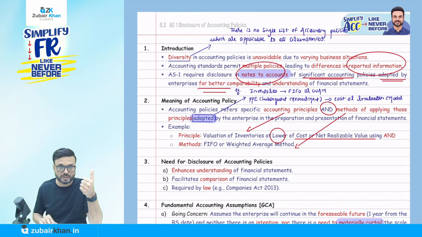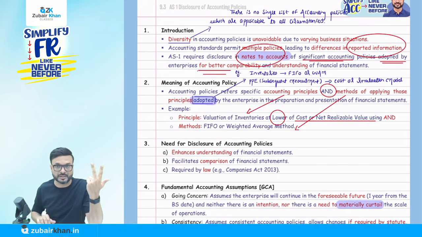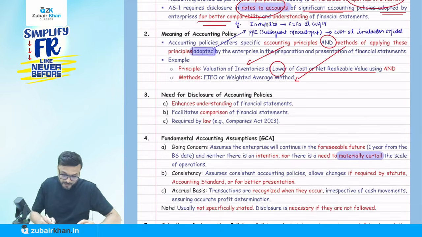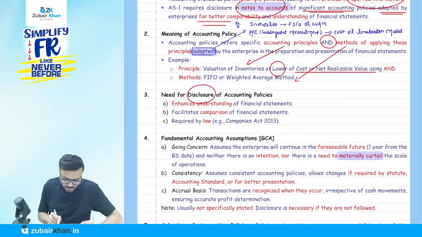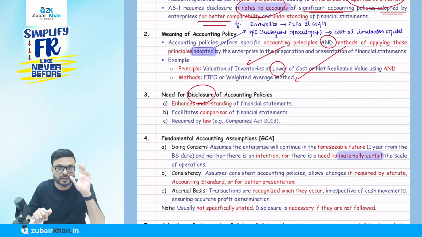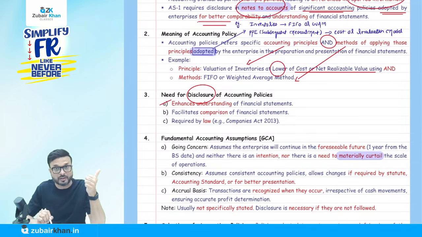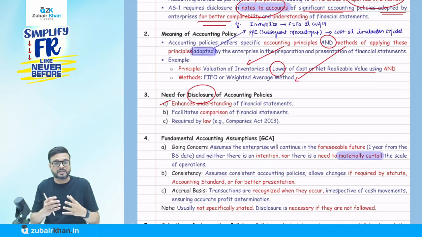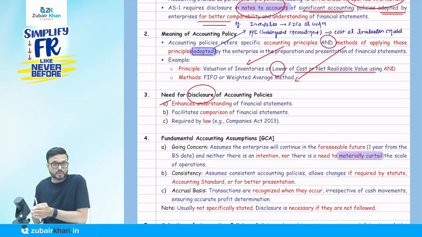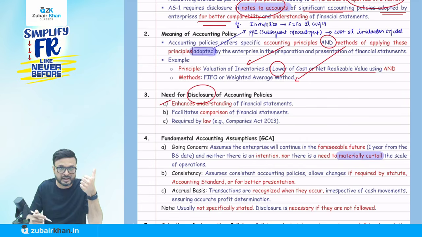First we discussed the introduction, where we have to disclose in notes to accounts. What do you mean by accounting policy? Specific accounting principles and methods of applying those principles. Third point, need for disclosure. Why do you think there should be a need? Why do you need to disclose the accounting policy? First, it enhances understanding of the financial statements. Obviously, when we disclose in notes to accounts which accounting policy we have followed, the users of financial statements will have increased understanding.